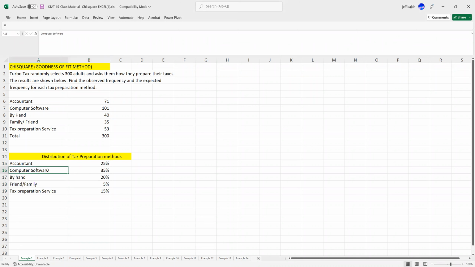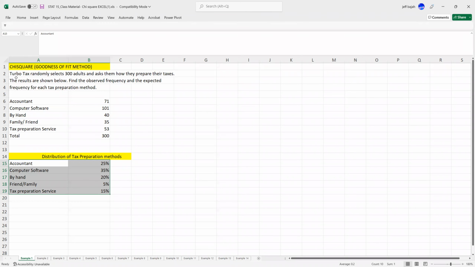35% will say, hey, we use the computer software. 20% said they did it by hand. 5% said they use family or friends. And then 15% said they use a tax preparation service, like any of these tax offices that you see across the street, right? That's what you should expect people to tell you. Now, this is how things usually are, from past results.